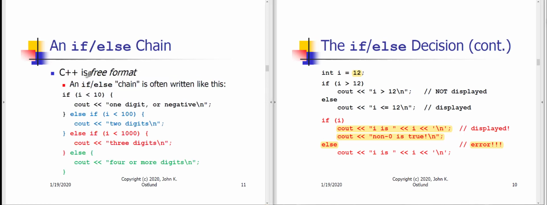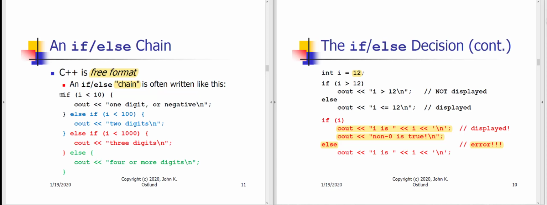Okay, so remember, as I said, that C++ is a free format language. Indentation does not mean anything. Indentation is merely used to try to make the code look clean and tidy to other programmers reading your code. Here is a typical chain of if-else statements. Notice that C++ does not have a separate keyword elif, the way that Python does. In C++, all we have are if and else. But we can accomplish else if quite easily.